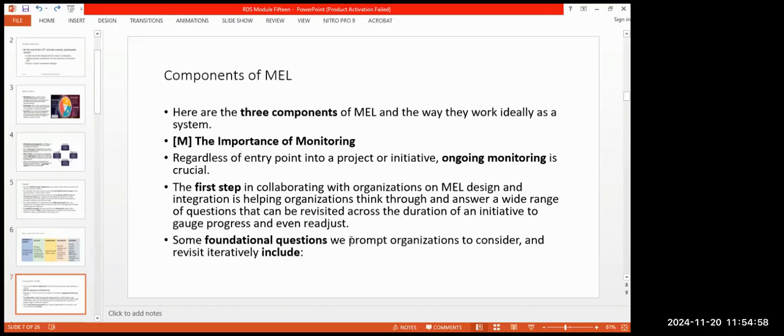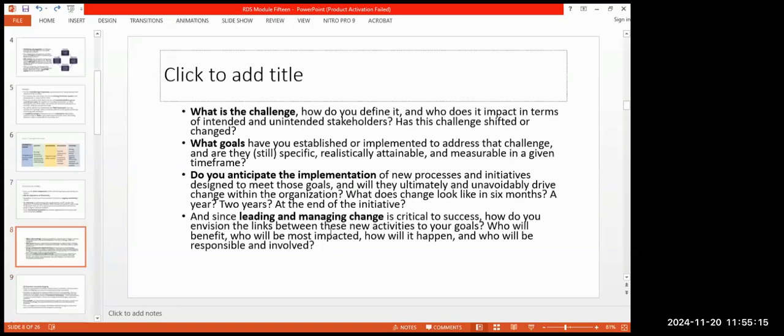All right. And as you do that, there are certain foundational questions that you need to consider when you are looking at issues that relate to monitoring. You ask yourselves questions like, what is the challenge? How do you define that challenge, and how does it impact intended and unintended stakeholders? What are the goals you have achieved or implemented in order to address the challenges? You see, when you are monitoring, you are likely to come out and say, this is a challenge that we are having. And perhaps what is more important is then how do you propose those challenges to be addressed?